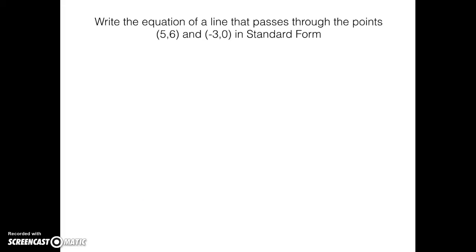Write the equation of a line that passes through the points 5, 6 and negative 3, 0 in standard form. We're going to start by calculating the slope. M equals y2 minus y1 over x2 minus x1. When you plug in all of your coordinates and simplify, we get the fraction 3/4 as our slope.